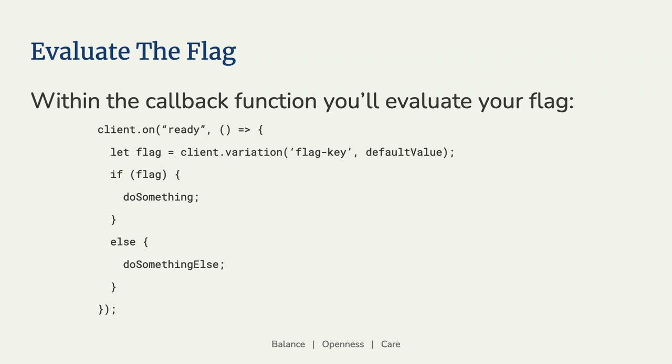So within that callback, that's where you can actually evaluate your flag. The client's variation method is the method that evaluates a flag and returns the variation for the context that you provided. The first parameter here is the unique key for the flag to be evaluated, which you'll find in the LaunchDarkly interface. The second parameter is the default value. This is for when LaunchDarkly can't return something or can't find that flag. Then you'll have a default value to fall back on. In this case, our variation is going to return a Boolean value. If that value is true, we'll do something. And if it's false, we'll do something else. Those somethings can be things like setting the color of a call to action.